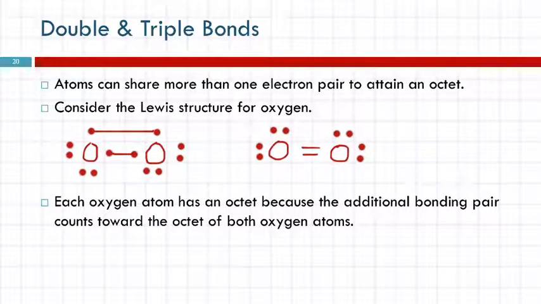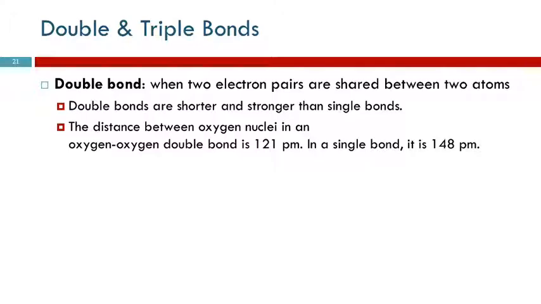Sharing 2 pairs of electrons is called a double bond. A single bond is 1 pair, a double bond is 2 pairs. Guess what a triple bond is? 3 pairs. So the double bond, 2 electron pairs being shared. When you have 2 pairs of electrons, those bonds pull the atoms together. A double bond pulls them closer together than a single bond. And so the double bond is shorter and stronger than a single bond.